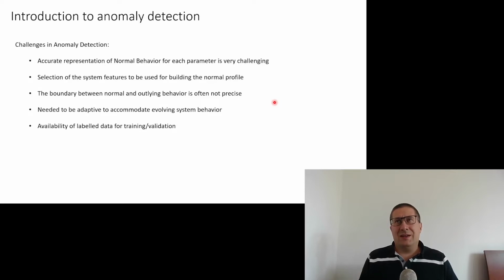Then, if we have this normal behavior and we detect that something differs from it, we need to find where the threshold is, where the border is between a normal behavior and the anomaly. Because maybe something differs from normal behavior, but just a bit. It's a small difference. Should we call it an anomaly or not? The border is not very precise. We need to assume that this border is somewhere, but it's also a challenge.